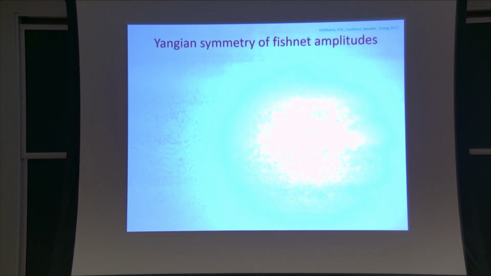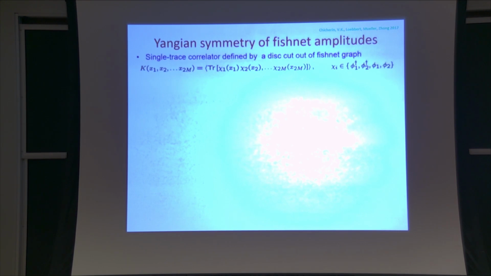Okay, now Yangian symmetry, this is an old result, so a brief review: you take a single trace correlator consisting of these 4 fields, phi 1 bar, phi 2 bar. I keep changing the notations, sorry. So these guys are one of these 2 fields. Then such a correlator is actually defined by one single planar graph.